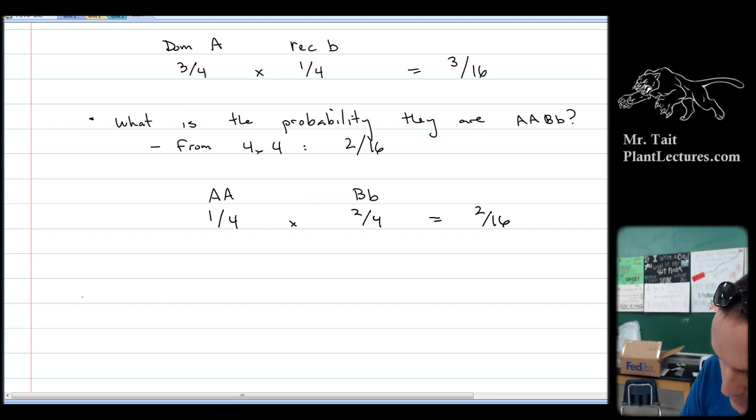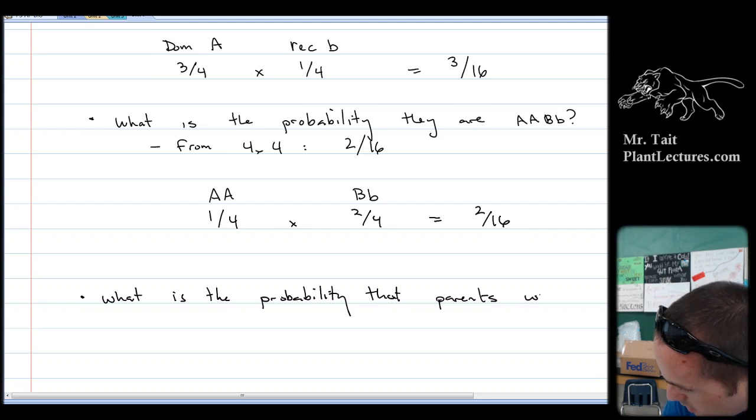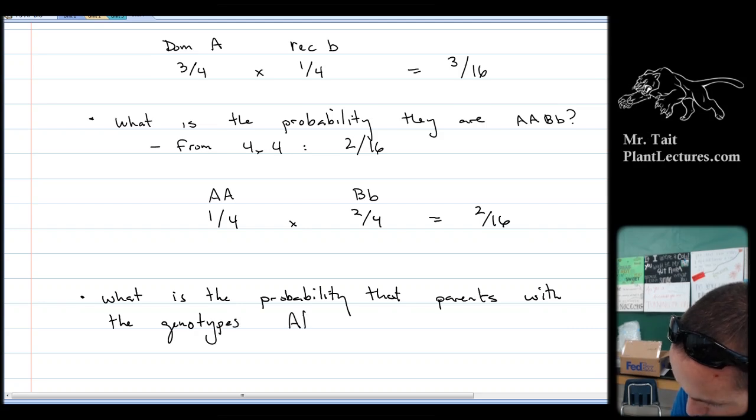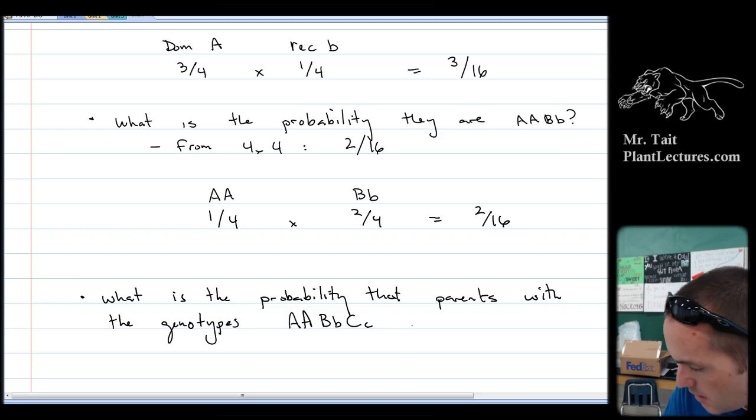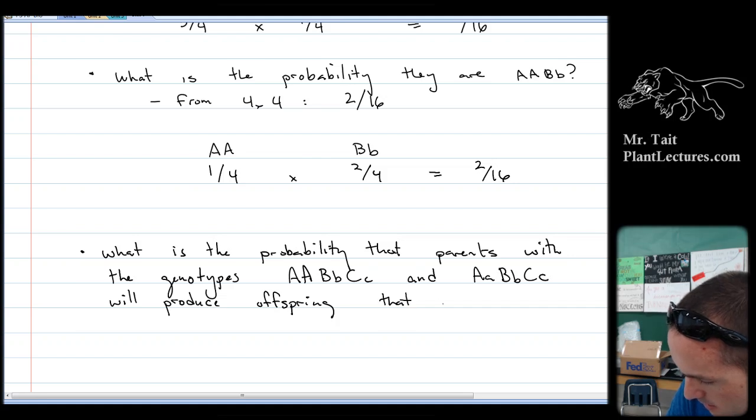All right, so what is the probability that parents with the genotypes big A, big B, big C, little c, and big A, big B, big C, little c, will produce offspring that are dominant A, recessive B, dominant C.